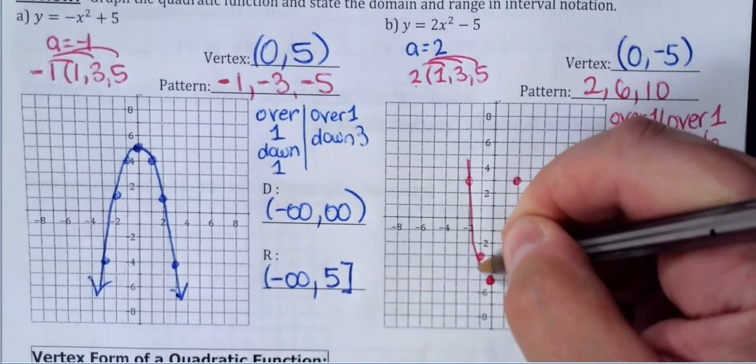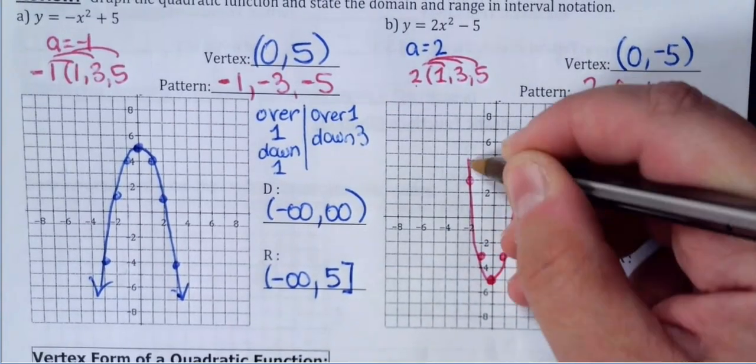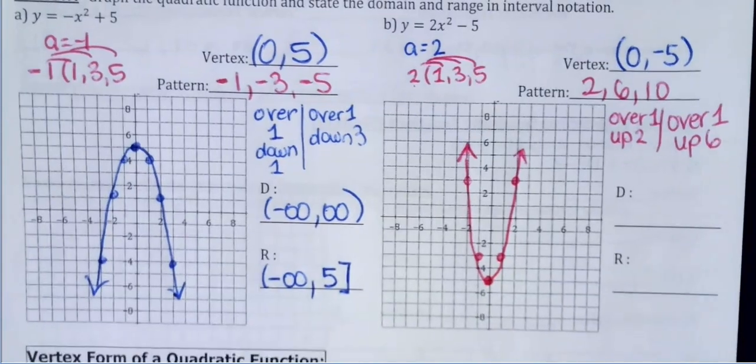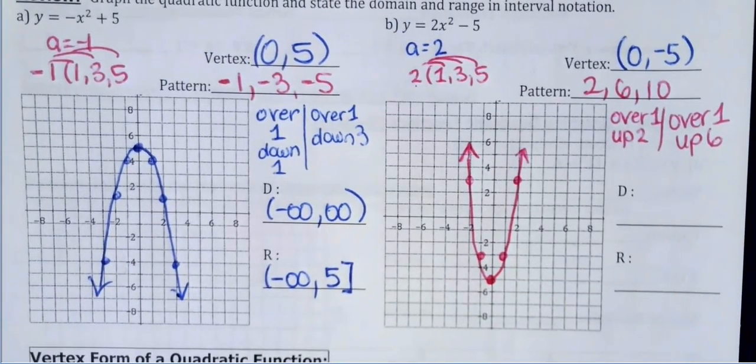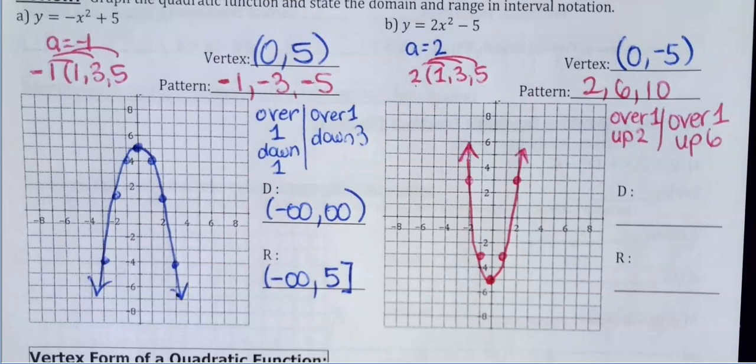And again, just do your best to make a U shape. It doesn't have to be perfect. But this is going to be a little bit more narrow than the graph we just did. The 2 is going to make this a stretch. We're going to talk about that more in a second.